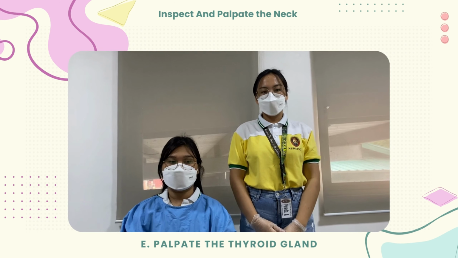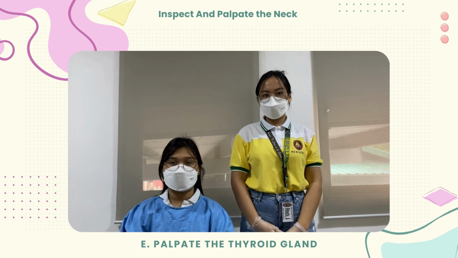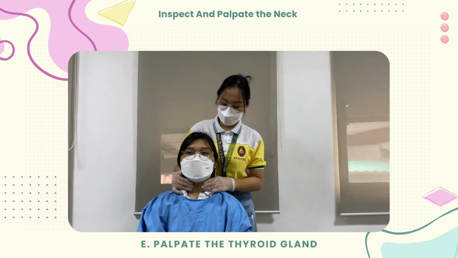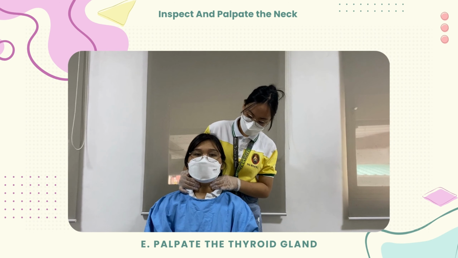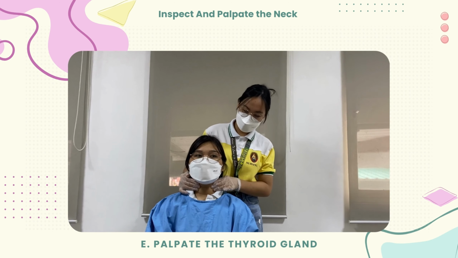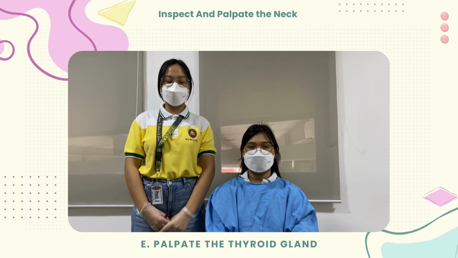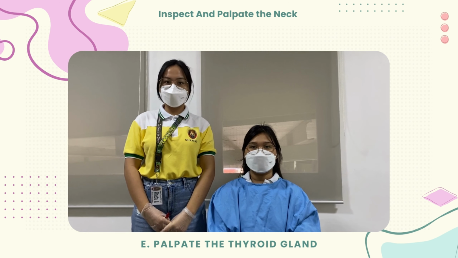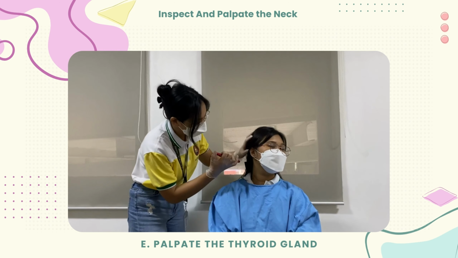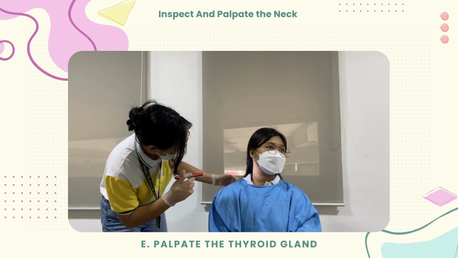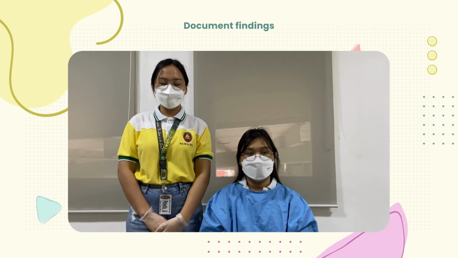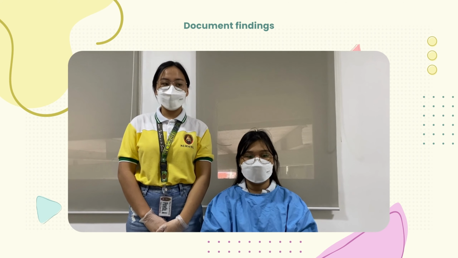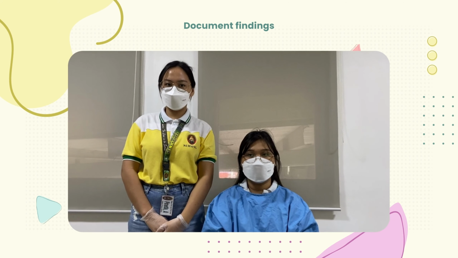Then we need to palpate the thyroid gland. For the posterior approach, palpate the thyroid by standing behind the client. And we need to inspect the external jugular veins. So after doing the assessment, we need to document our findings.